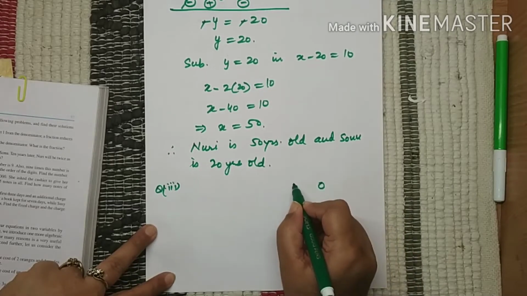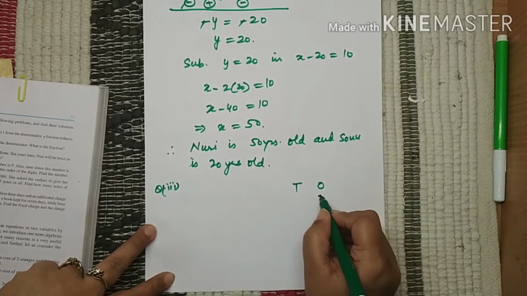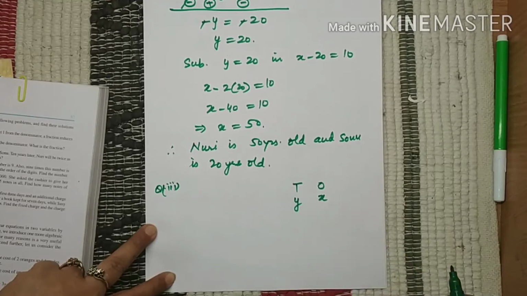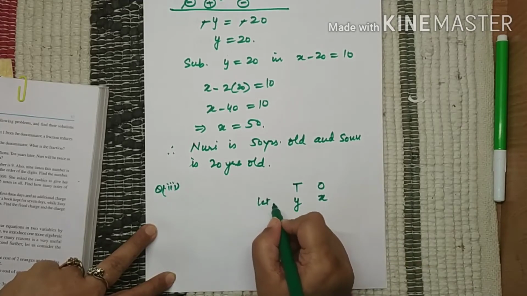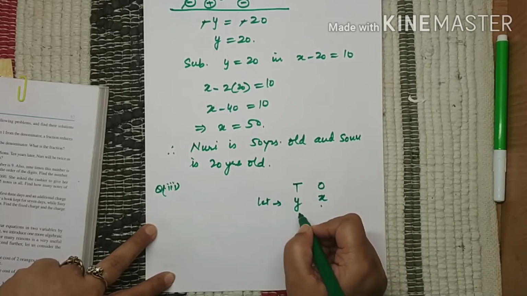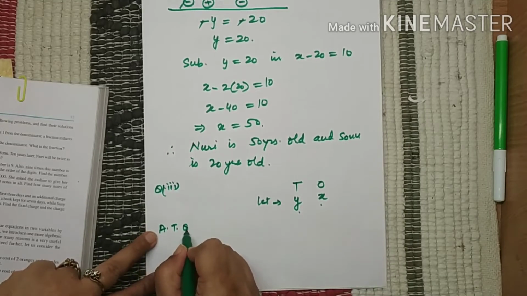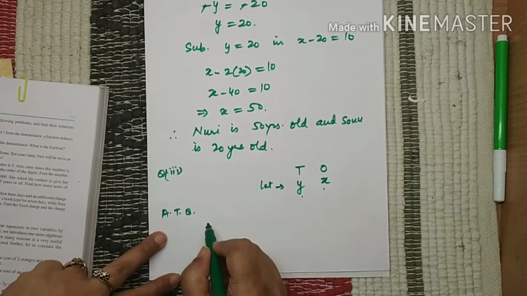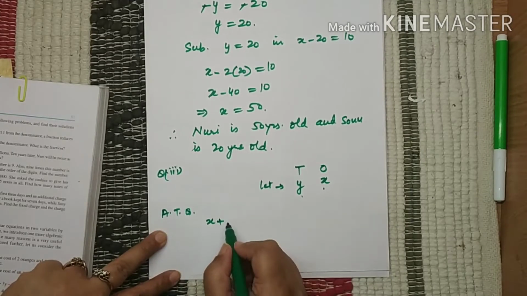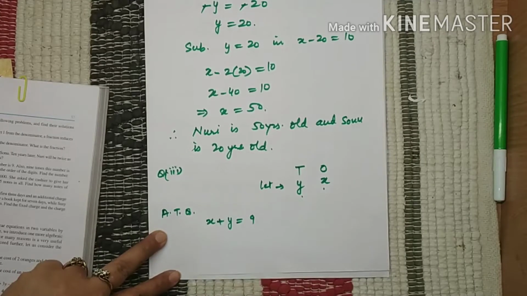We write a 2-digit number like this, with 1's place and 10's place. So let the digit at 1's place be x and the digit at 10's place be y. Now according to the question, what is given? A 2-digit number, the digits are x and y, and the sum of the digits is 9.